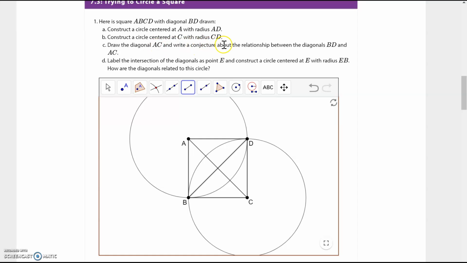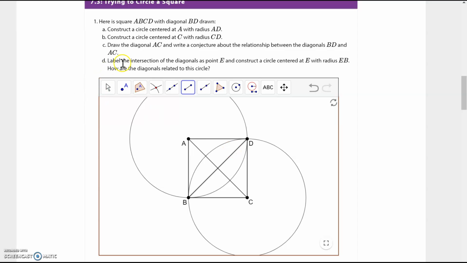Okay. And I want to write a conjecture about the relationship between BD and AC. So my conjecture is that it appears as though BD and AC cut each other in half. And when they cut each other in half, we say that they bisect each other. So it appears to me as though AC and BD bisect each other. It also looks like they are perpendicular to one another. Okay, so we can say that AC and BD appear to be perpendicular bisectors of one another.